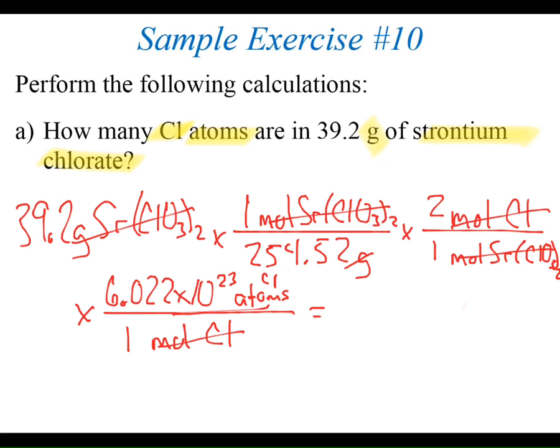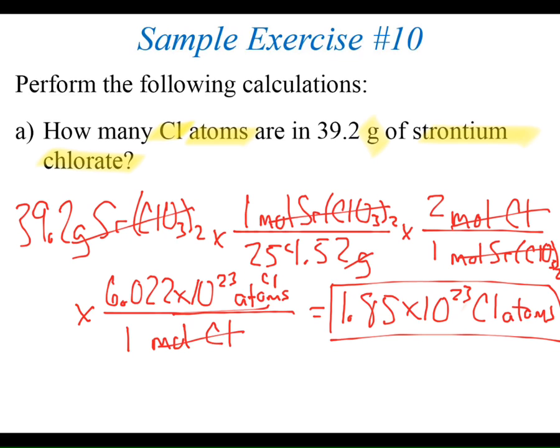So multiply that all out, and what'd you get? Anyone? Anyone? Bueller? .85 times 10 to the 23rd. I don't know anybody else. I didn't check it yet. Awesome.